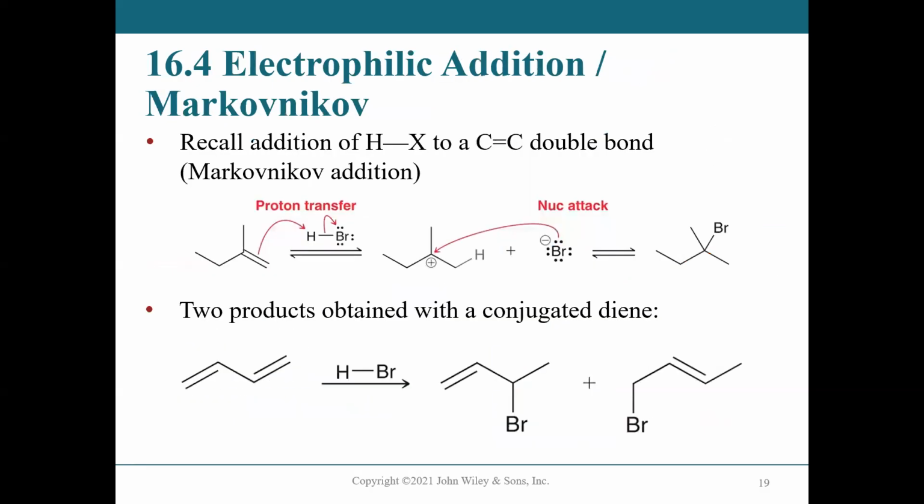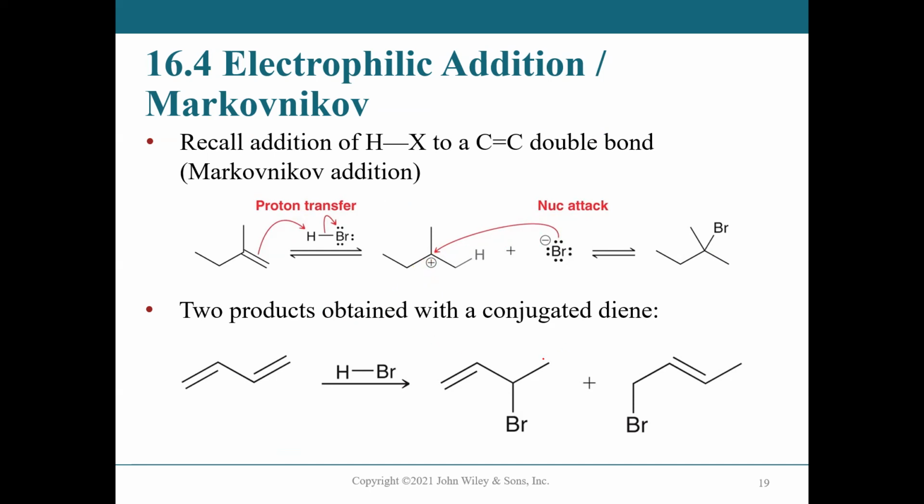It says recall addition of HX to a carbon-carbon double bond, Markovnikov addition, so that bromine goes to the more substituted carbon. That's because this cation is more stable right here. So we get 2 products with the conjugated diene.